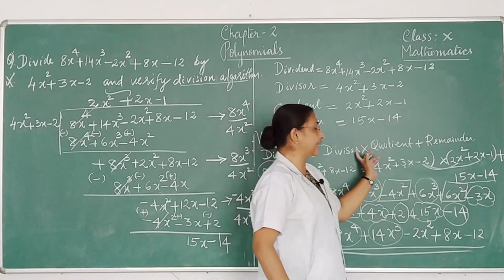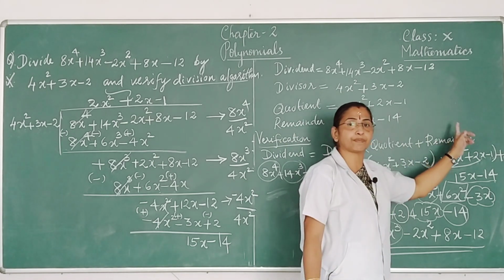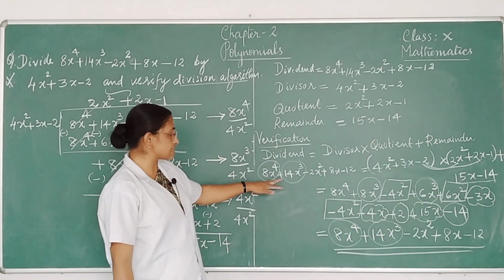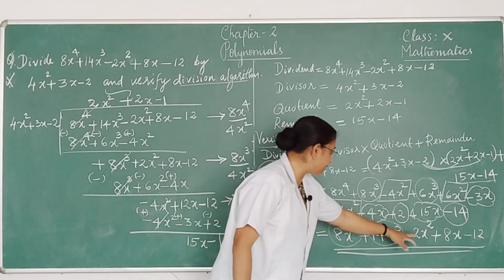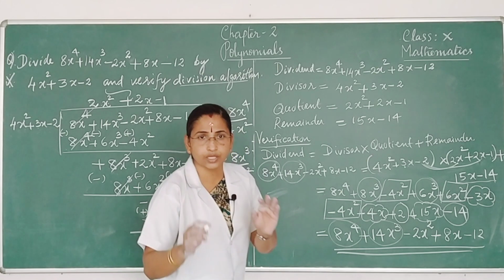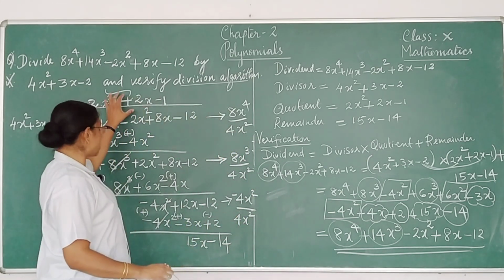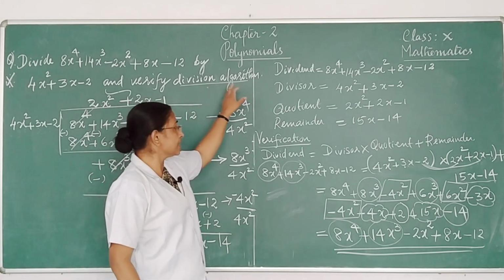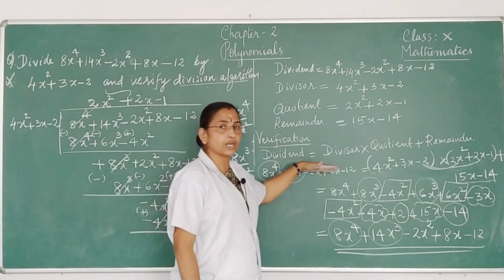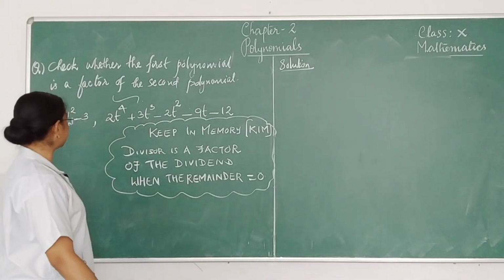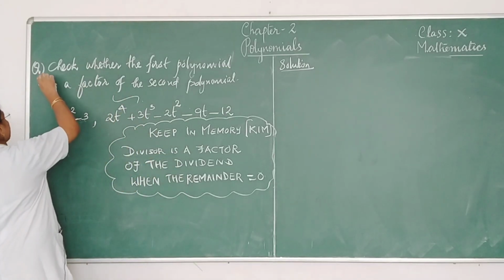Now, listen to this. Right side, divisor into quotient plus remainder is equivalent to the dividend: 8x raised to 4 plus 14x cube minus 2x square plus 8x minus 2. So, if you are asked to divide, you just find the quotient and remainder alone. But if you are asked to verify the division algorithm, you need to do this: dividend equal divisor into quotient plus remainder.